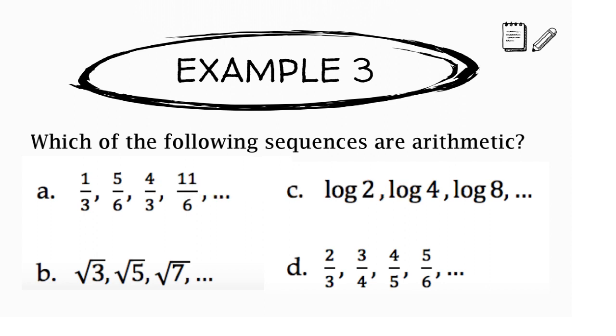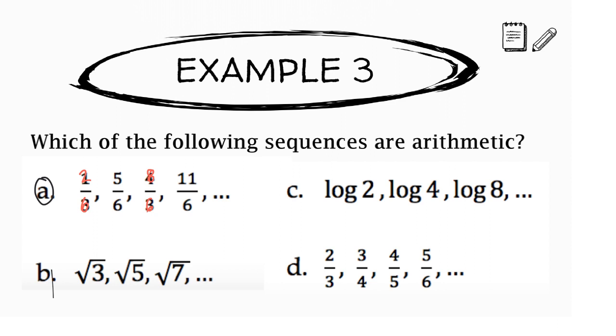Did you find 2 arithmetic sequences in the list? I did. Letter A is indeed arithmetic because the common difference between consecutive terms is 1/2. This is easier to see if we get a common denominator. Instead of 2/3, we think of it as 2/6, and then 5/6, and then instead of 4/3, it's 8/6, and then 11/6. So we can see that each time we're increasing by 3/6, or 1/2.